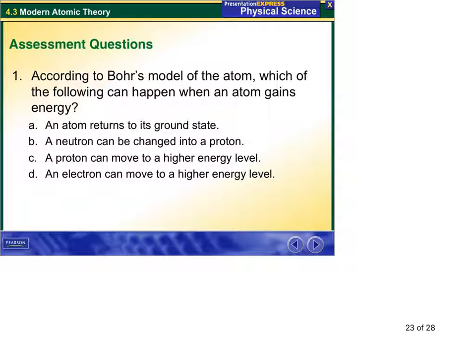And questions? According to Bohr's model of the atom, which of the following can happen when an atom gains energy? We'll just jump ahead to the answer here. D. Electron can move to a higher energy level. Protons are not in energy levels. Neutrons won't be changed into protons during this process. And it returns to its ground state when it's moving to a lower energy level. That's why the other ones are wrong.